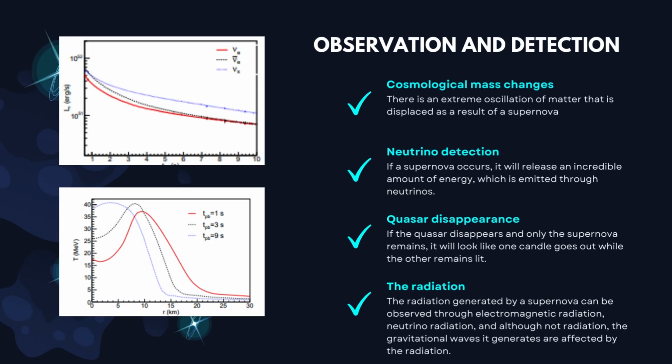One of the ways to detect supernovae is through cosmological mass changes, neutrino detection, quasar disappearance, and radiation. There are complex parameters to understand, but basically, they will increase the events as shown in the graph. This graph represents the temperature at certain periods and the energies released by neutrinos over a given time.